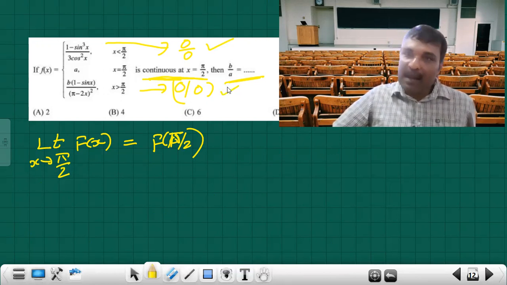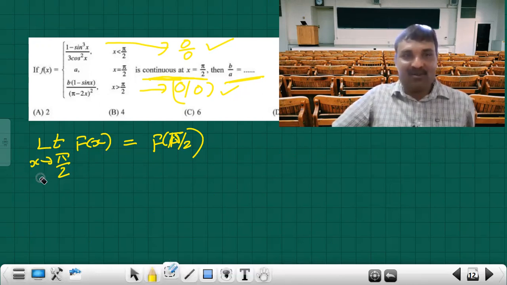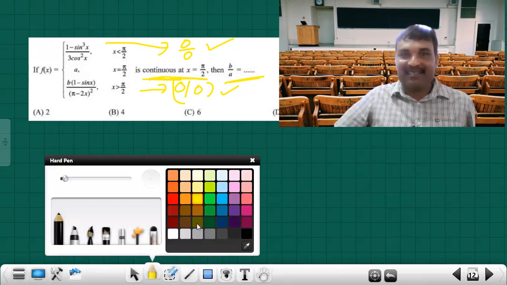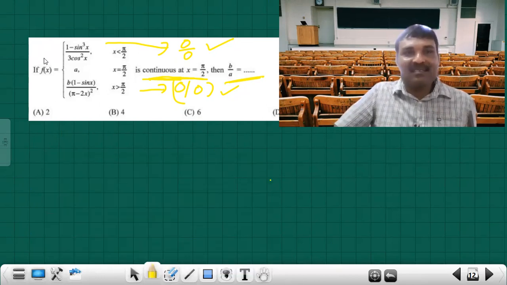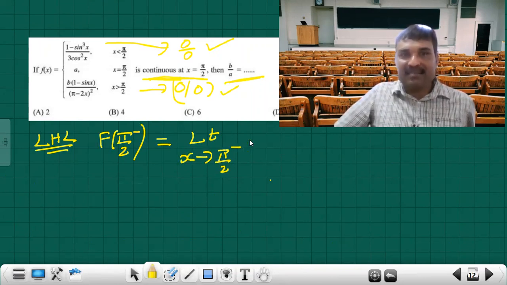So we can apply L'Hospital's rule, but I am not going to apply L'Hospital's rule here. I am going to factorize the numerator. So you consider the left hand limit, that is f of pi by 2 minus. That is equal to the limit x extending towards pi by 2 minus.